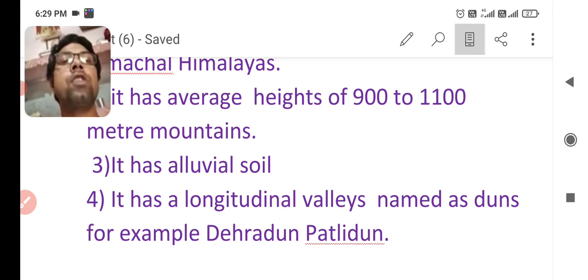Now, the last one point of today. So, which is the oldest part of the world land? And you can tell me that the peninsular plateau of India is the oldest part of the world.